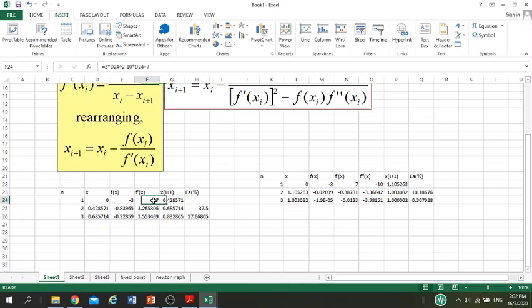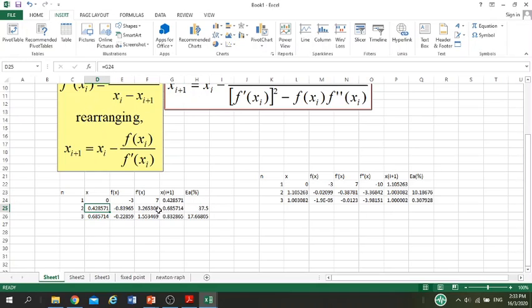Okay, and then we plug in the initial value of x equals 0 here in our f prime x function. Okay, and then finally use this formula to evaluate the new value of x. So this is the first iteration, so there is no relative error to be calculated. So we proceed to the second step.